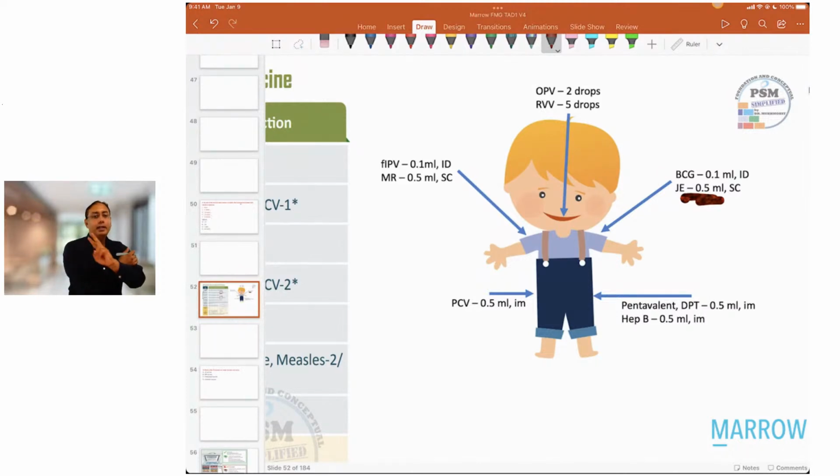Right hand pe again one subcutaneous, one intradermal. Left may be one subcutaneous, one intradermal. Right may be one subcutaneous, one intradermal. Which is the subcutaneous? That is measles rubella. Which is the intradermal? That is fractional IPV.